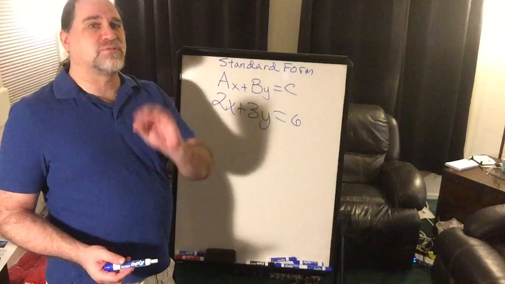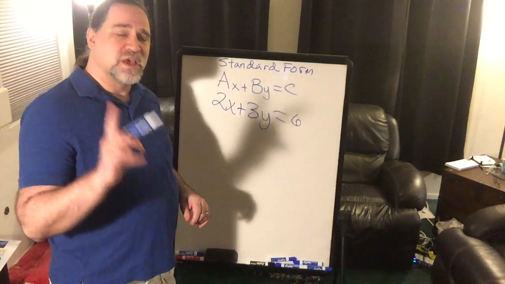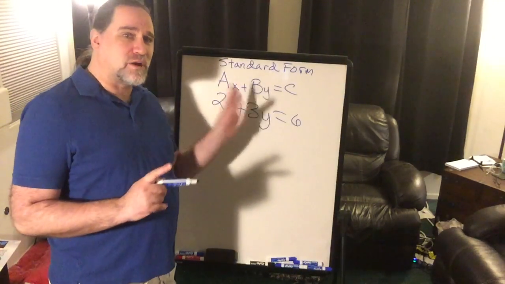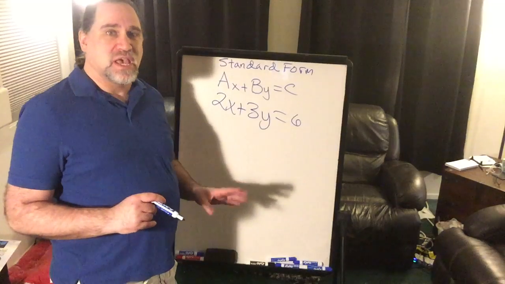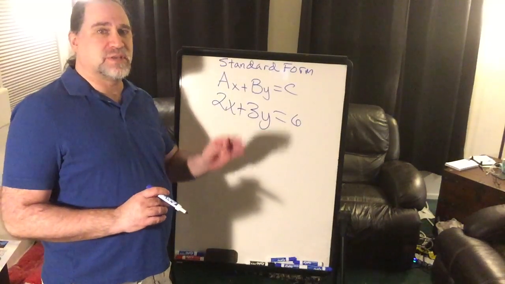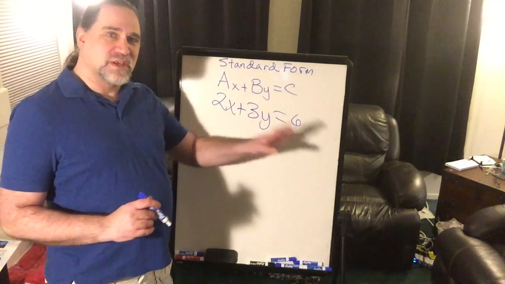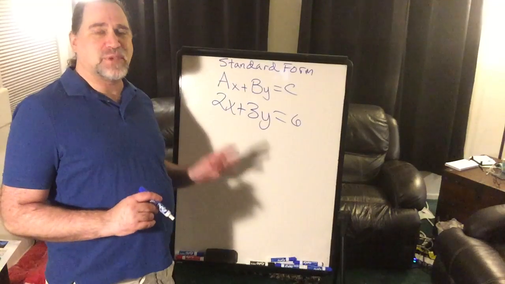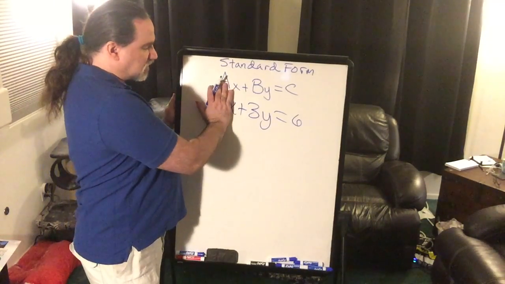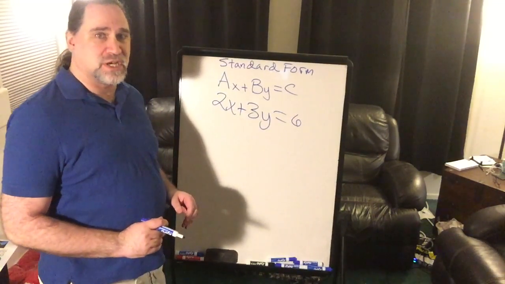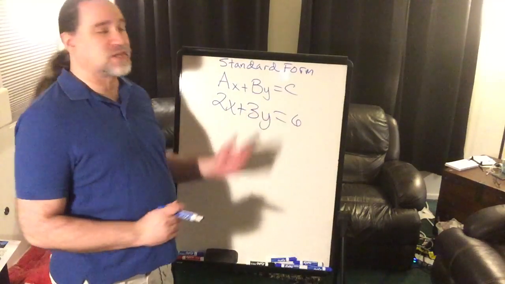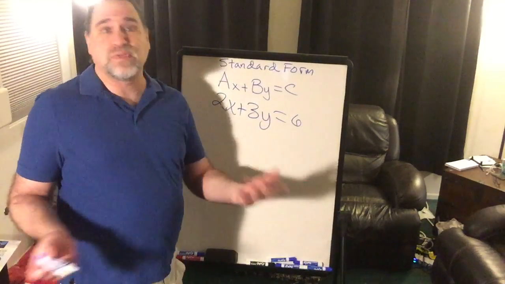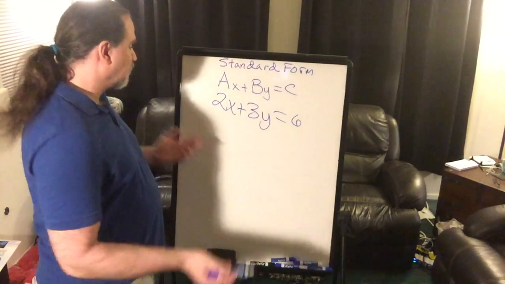The only thing it is good for, I take that back, it has one use, and that was something we saw a while back when we were looking for intercepts. If all I want are the two intercepts, the x-intercept and the y-intercept, standard form is actually pretty good for that, because when you put 0 in for x and solve for y, you're almost done. When you put in 0 for y and solve for x, you're almost done. So let's do that.